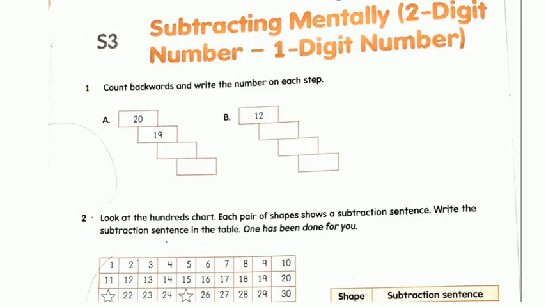Now open your workbook page, children, S3 of block 3. We are going to do it now. The first question over here is count backwards and write the number on each step. You have to do back counting here and write the number. Okay, 20, before 20, 19, before 19, 18, 17. Here also back counting, 12. Before 12, 11, 10, 9.